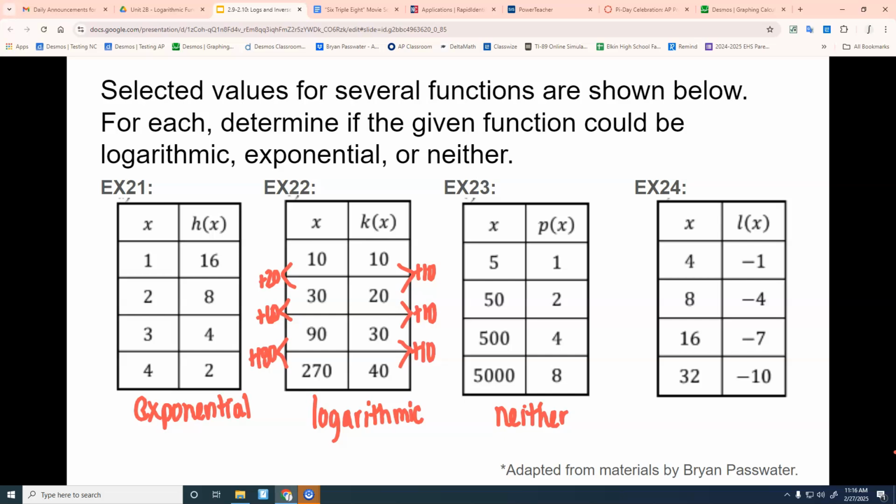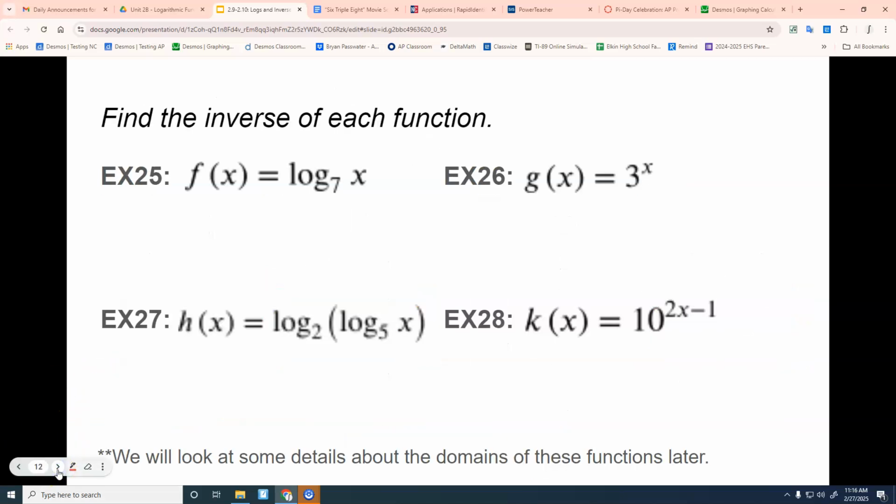24. What about that one? That one is logarithmic because the y values are going down by 3, a constant rate of change on our y values, but our x values are being multiplied by 2. So that's what logarithmic is going to look like. Does that make sense on those? All right, let me see what else I have left here.